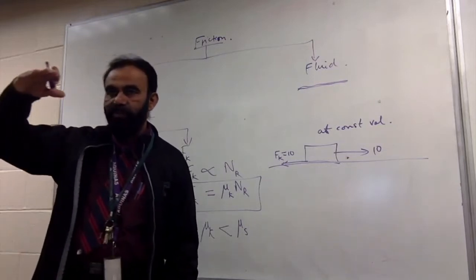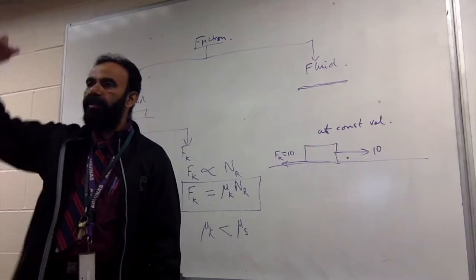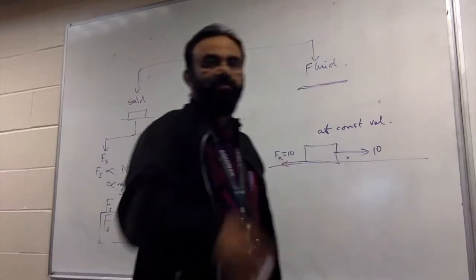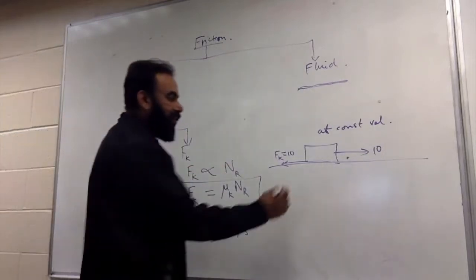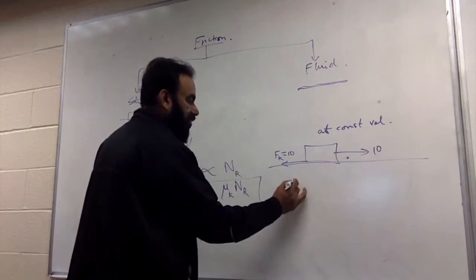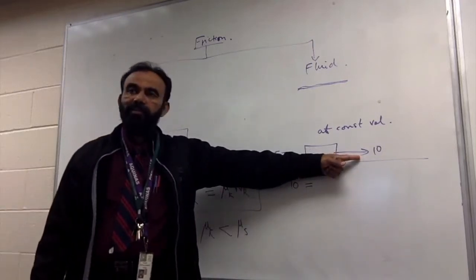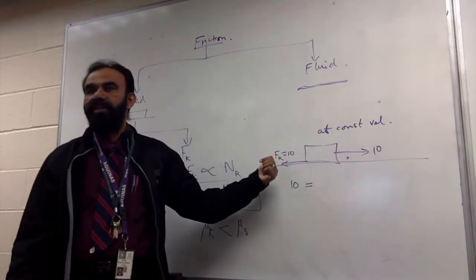That's why the line was horizontal. Do you see that line on the graph? Once it starts moving, immediately it becomes a steady line. How fast you go doesn't matter. Alright, so at constant velocity, Fk is 10. How did you decide Fk was 10? Because I told you I'm applying 10 newtons and it is moving at a constant velocity. So obviously this must be 10.